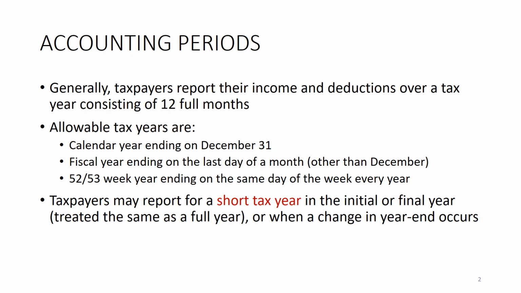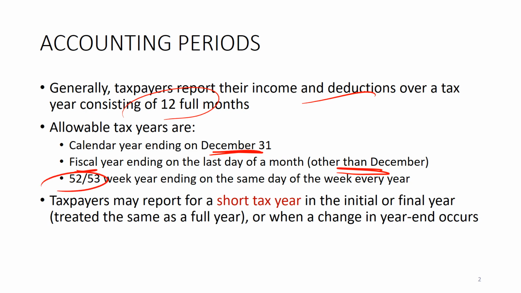So generally, taxpayers will report income and deductions over a 12-month period. We already know that. And for most taxpayers, they're going to use a 12/31 year end. That's the most common for individual taxpayers. However, it is also possible that a taxpayer might choose a fiscal year, and so they might have a month that ends other than December. Maybe it would be June 30th.